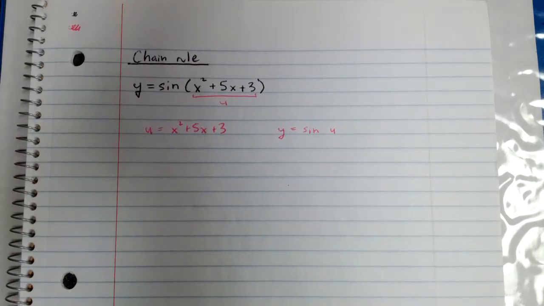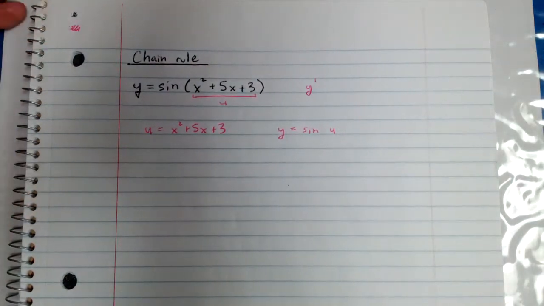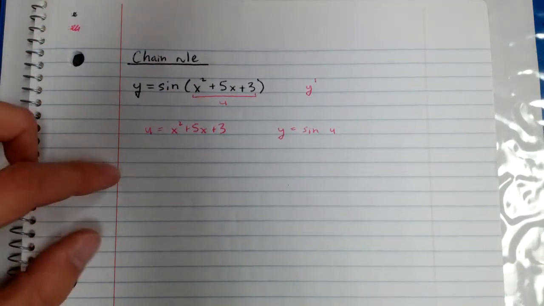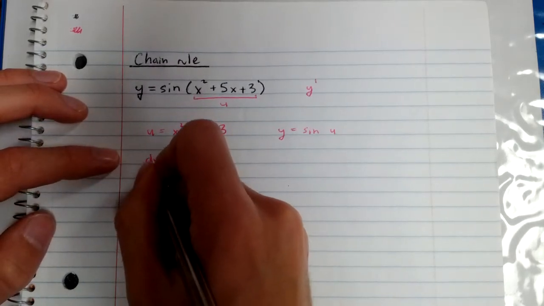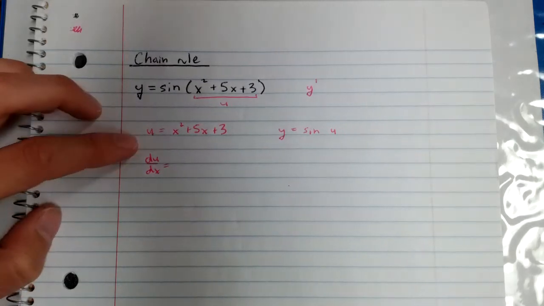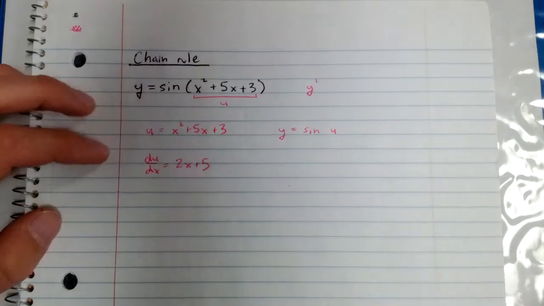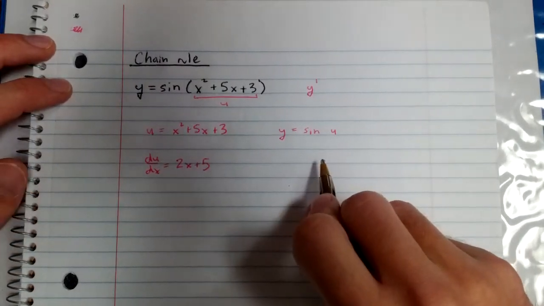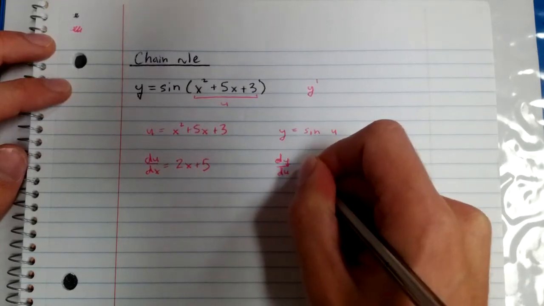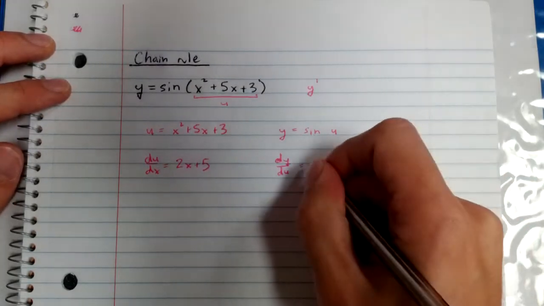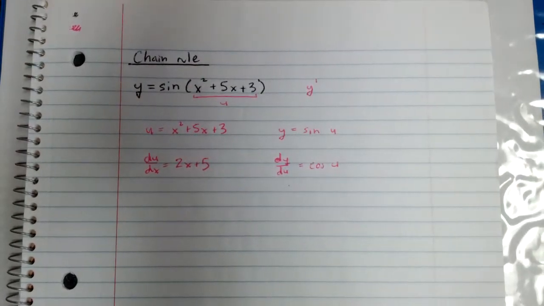If I ultimately want to find the derivative, y prime, you might think maybe I can do that by finding the derivatives of these smaller pieces. So here, I could take the derivative of u with respect to the variable x, and this is just a polynomial, so that'd be 2x plus 5. And for y equals sine of u, I could take the derivative of y with respect to u, and the derivative of sine of u would be cosine of u.